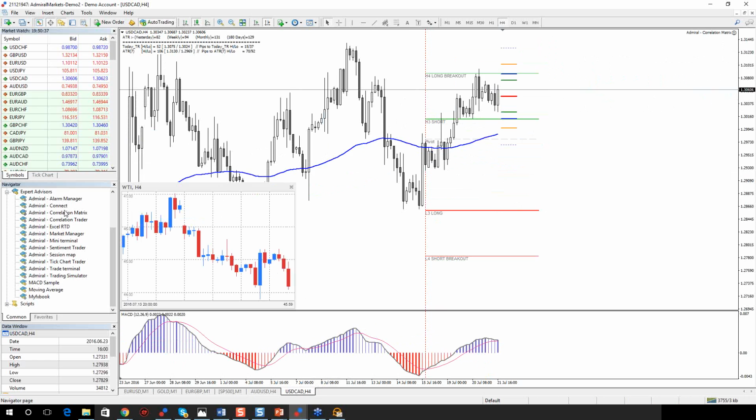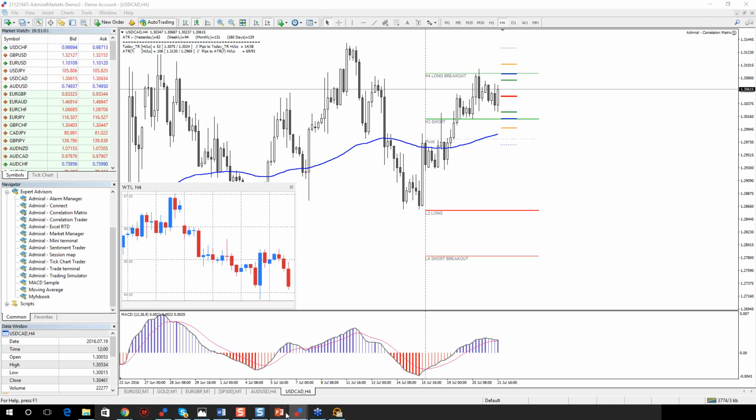It's found in Admiral Market Supreme Edition. When you install Admiral Market Supreme Edition, you just need to use correlation matrix. Okay, that is why trading with other markets is really much easier. Guys, you have all these tools at your disposal.